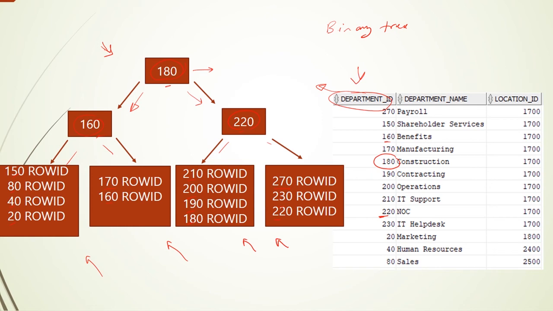If you want to search on a department, for example department 230, this one, without an index, you will go to the table row by row. This is called a table scan.